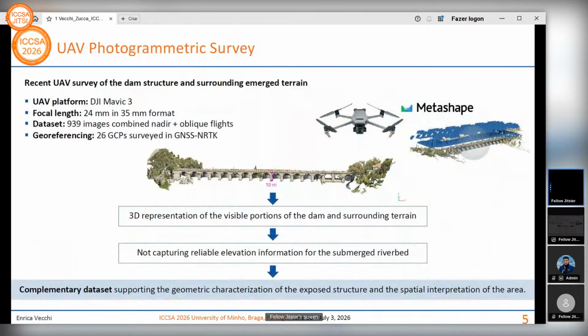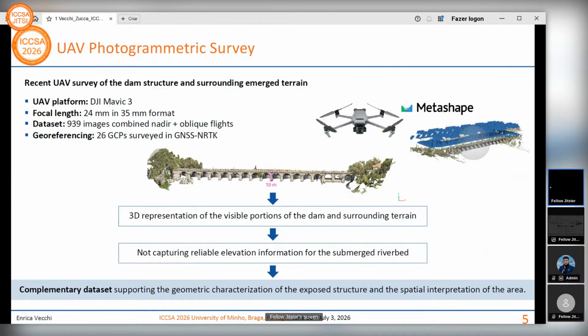So, starting from the case study, we analyzed some available datasets to describe its geometry. The first one was a UAV photogrammetric survey that was available from a recent study. It was performed using a UAV platform, a DJI Mavic 3, acquiring a total dataset of around 1,000 images, combining both nadir and oblique viewpoints. It was also georeferenced using 26 ground control points surveyed in GNSS and RTK mode. As you can see from the point cloud in this slide, this model provides a 3D representation of the visible part of the dam and the surrounding terrain, but it's not capturing the riverbed and also the submerged part of the structure, as it's embedded in the optical photogrammetry.